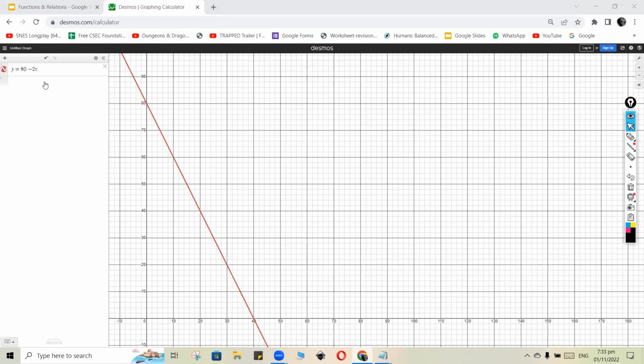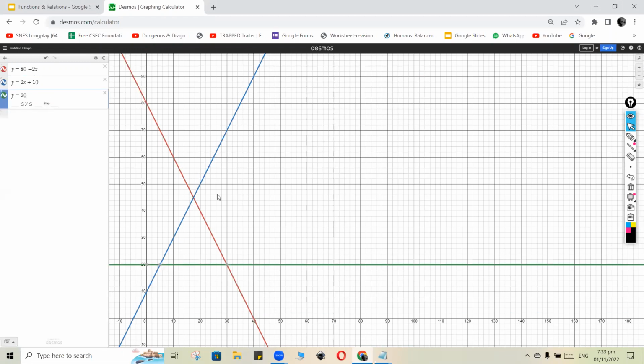Let me put in the next equation. The next equation was y equals 2x plus 10. And it drew the other graph for me. And the other graph was y is equal to what? 20. But they have it in green here, right? But you can easily change the color. It's really easy to change the color. Well, not too easy right now, but I guarantee you it's easy.